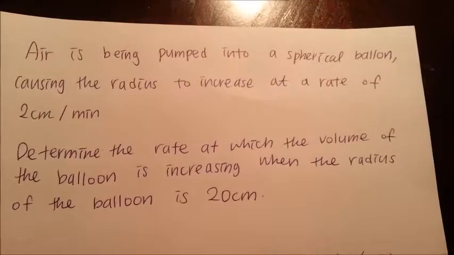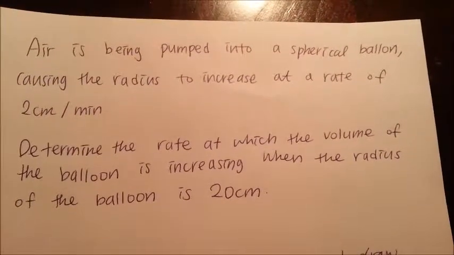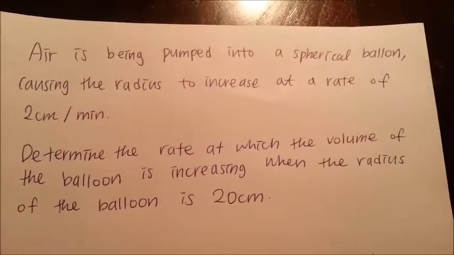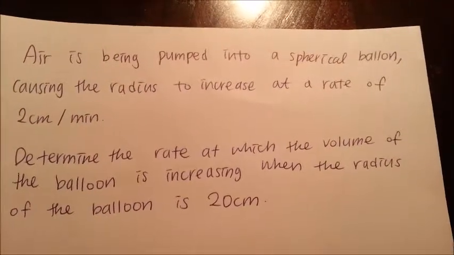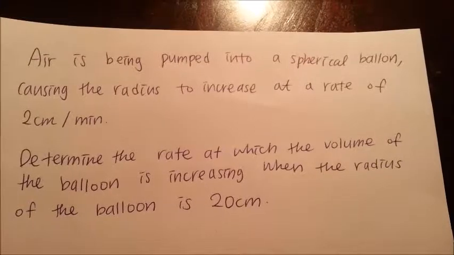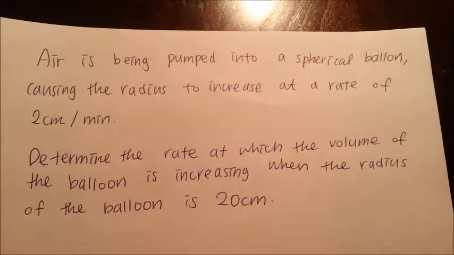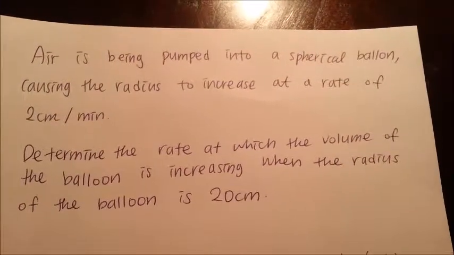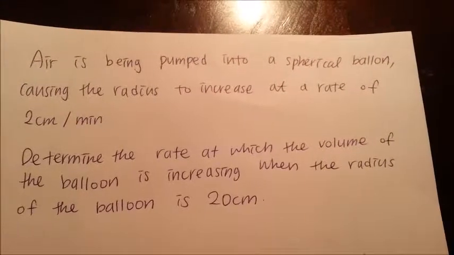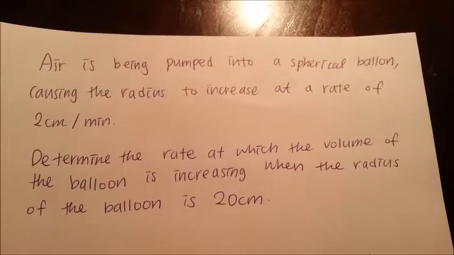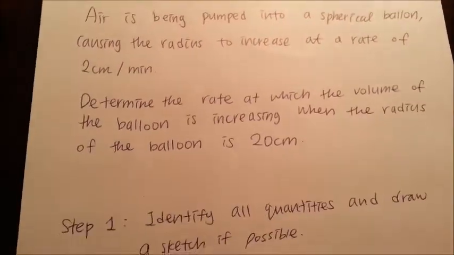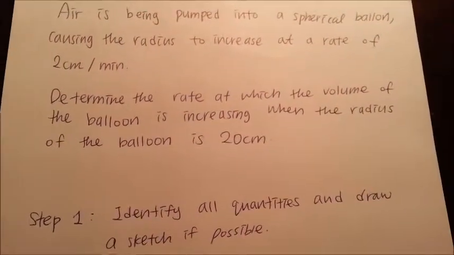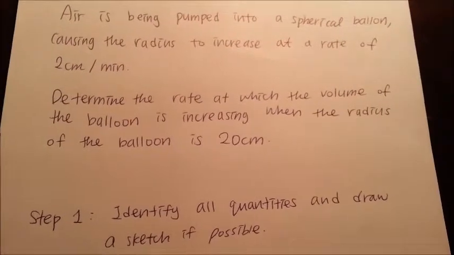This is the second example question of related rates using implicit differentiation. Air is being pumped into a spherical balloon, causing the radius to increase at a rate of 2 centimeters per minute. Determine the rate at which the volume of the balloon is increasing when the radius of the balloon is 20 centimeters. So step 1, identify all quantities and draw a sketch if possible.